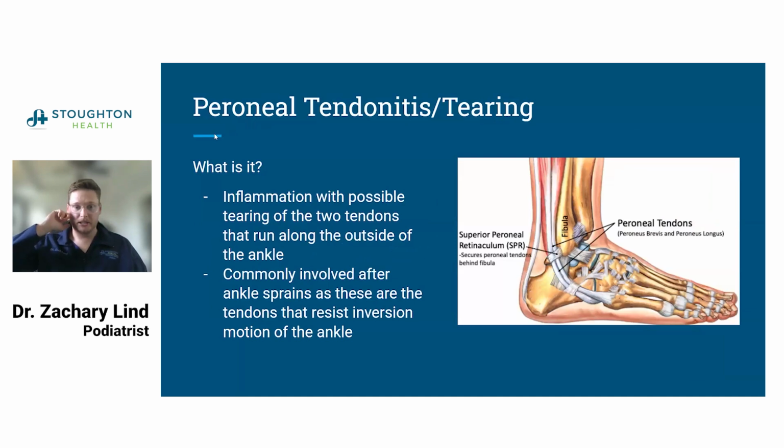Peroneal tendonitis and tearing. So again, as I talked about earlier, there are two tendons that are important over on this side of the foot and ankle. So you can have inflammation and possible tearing of one or both of these tendons that run along the outside of the ankle here. And these are commonly involved in ankle sprains, as they are tendons that resist inversion, which is the motion that caused the rupture of these ligaments. And you can see how the CFL ligament lies directly underneath these tendons, and very close in relation to the ATFL here.